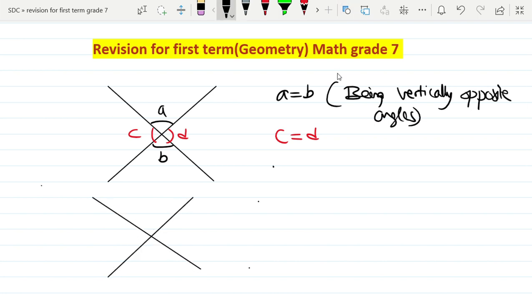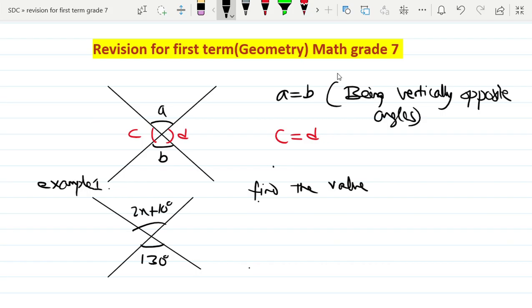Okay, example 1 I say here. Here we are provided one angle, 2x plus 10 degrees, and this angle is provided here, 130 degrees. So the question is, find the value of x.